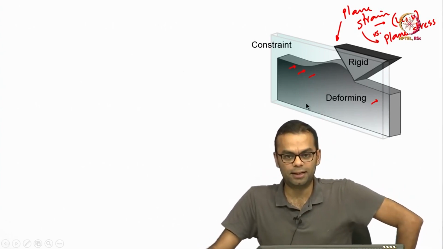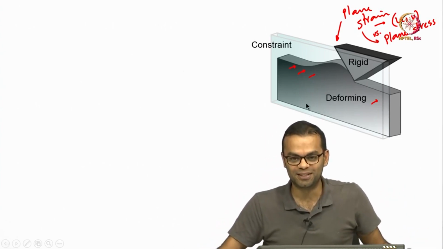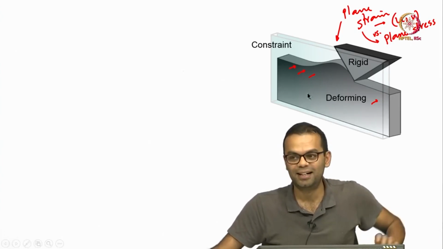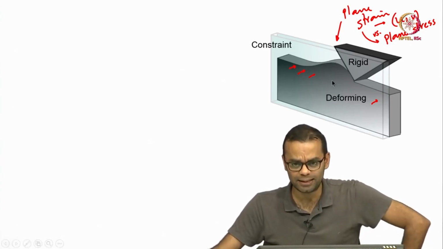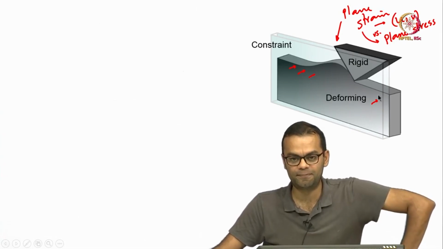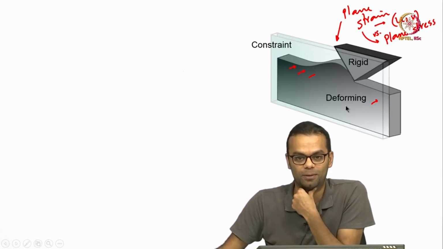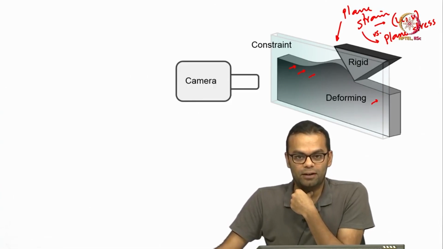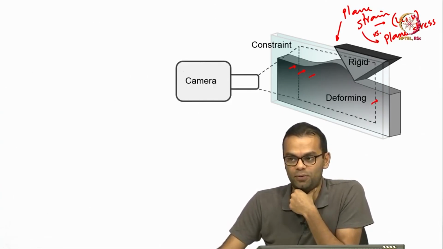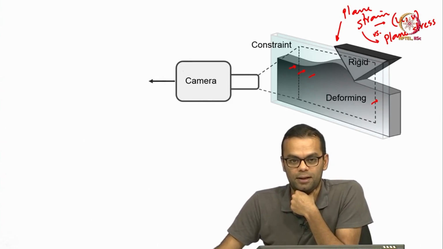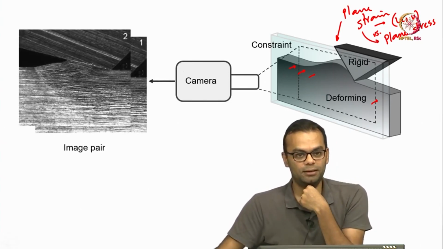Anyway, so the constraint is there, of course the constraint has to be transparent because you have to look through it, right, and it is fixed to the deforming workpiece to prevent out of plane motion of the deforming material, and you have a camera of course, and that looks at a particular field of view, and from the camera you get a sequence of images.